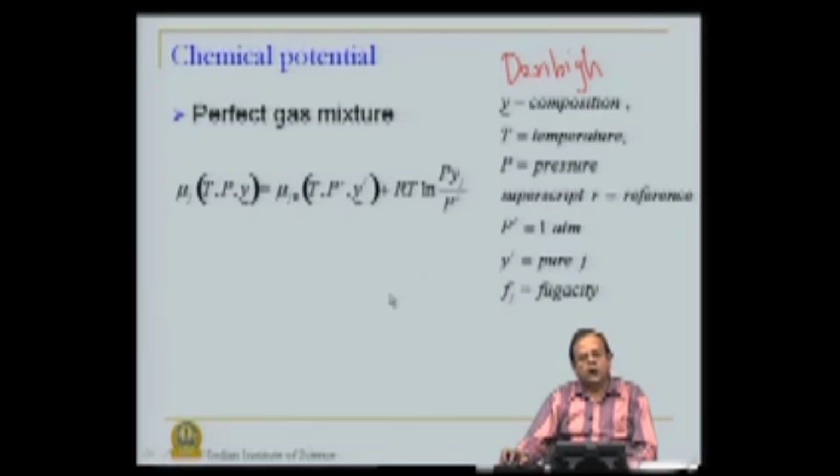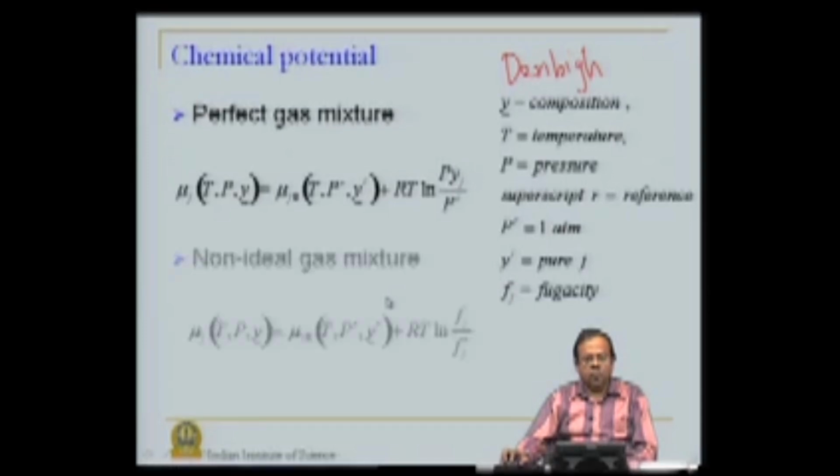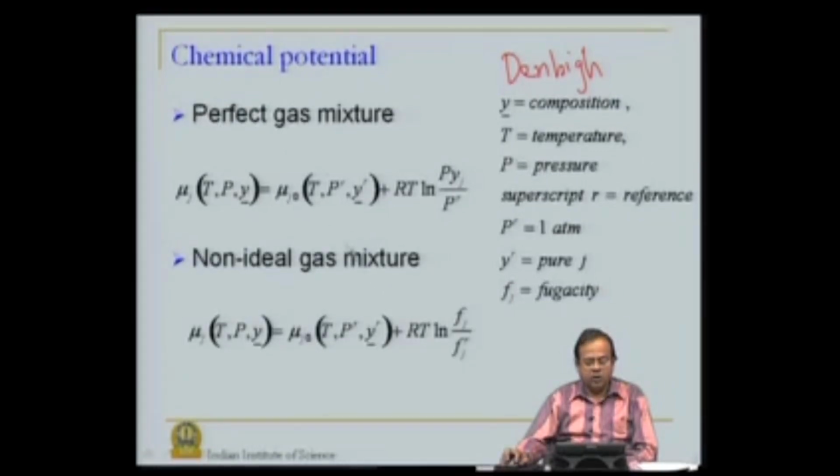But what if the gas is not behaving as a perfect gas mixture? Then we have non-ideal gas mixture behavior, where we define the chemical potential for a given temperature, pressure and composition, once again relating it to its reference pressure plus RT ln fugacity of J by reference fugacity. Reference fugacity is again taken at a reference pressure of 1 atmosphere, and we have fugacity.